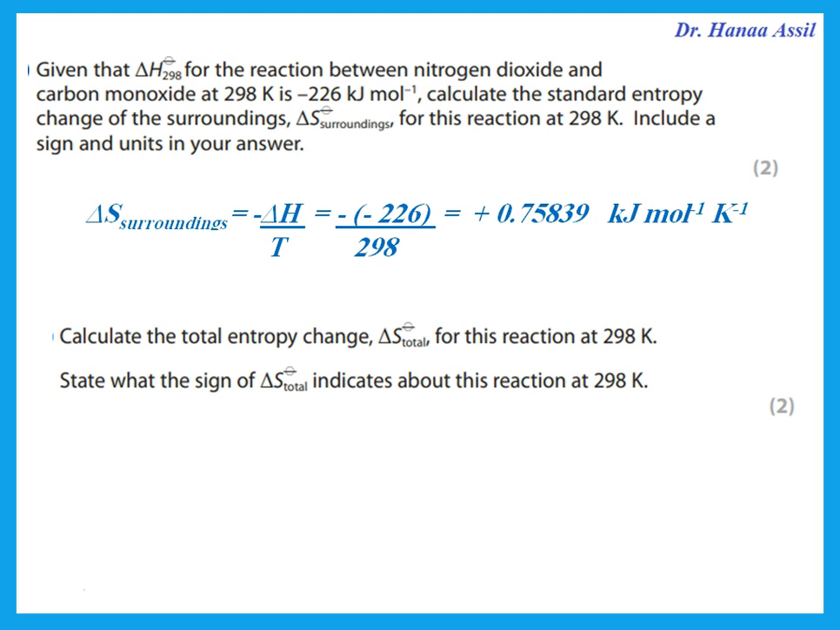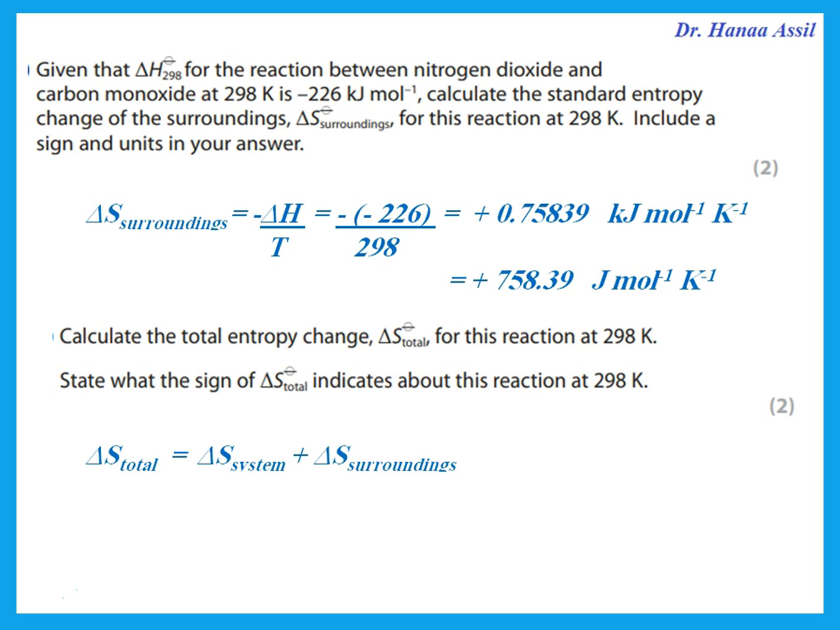So here, this is my answer, and the unit of delta H is in kilojoules, so the units here will be in kilojoules per mole per degree Kelvin, since you can change it to joules by multiplying by 1,000. Then he says calculate the total entropy change.